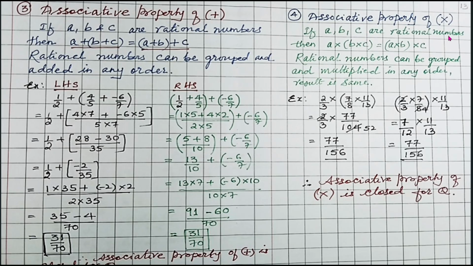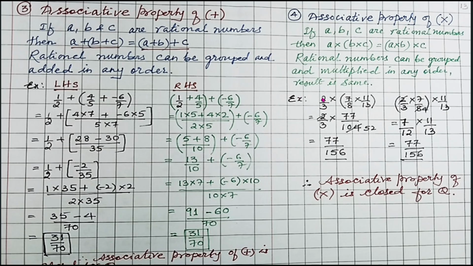If A, B, C are rational numbers, then B into C when multiplied to A or A into B when multiplied to C, the answer is the same, the value is the same, LHS is equal to RHS. Therefore, rational numbers can be grouped and multiplied in any order, but the result is the same. Now let us take an example.